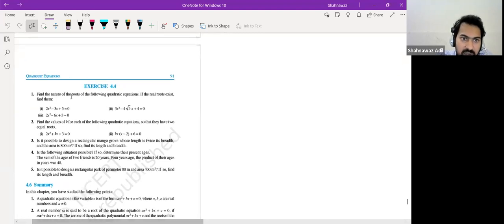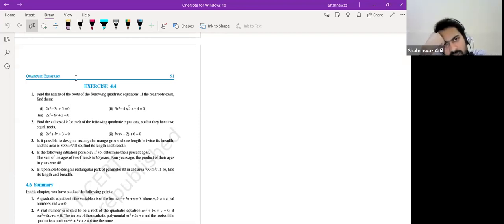So find the nature of the roots of the following quadratic equation. If the real roots exist, find them. Right. So Shaima, this is the rule that we do all these questions turn by turn. First I will do the question, then Rizwan, then Talha, then Adil, then Madiha, and then next will be your turn. Okay.